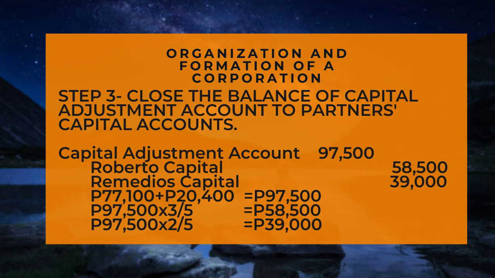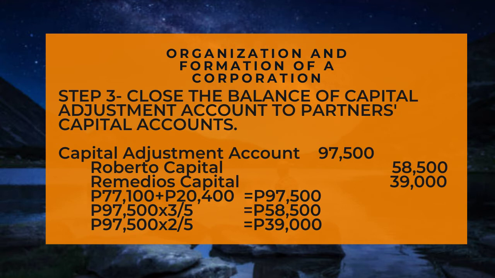Step number 3. Close the balance of capital adjustment account to partners' capital accounts. Debit capital adjustment account for 97,500 pesos. Credit Roberto Capital for 58,500 pesos. Credit Remedios Capital for 39,000 pesos. 77,100 pesos plus 20,400 pesos is equal to 97,500 pesos. 97,500 pesos times 3/5 is equal to 58,500 pesos.